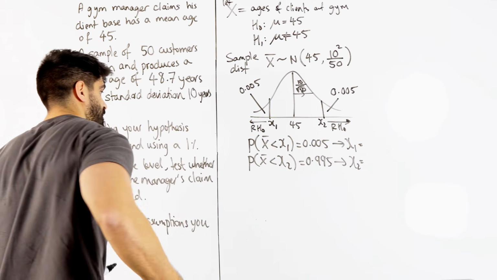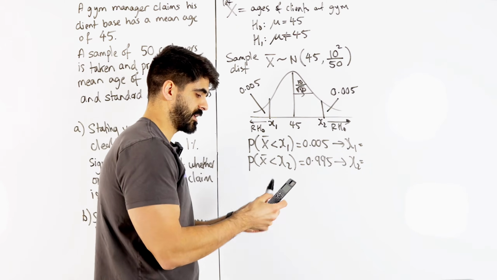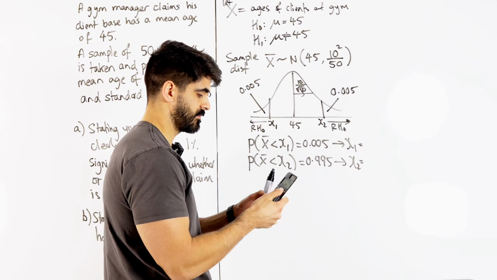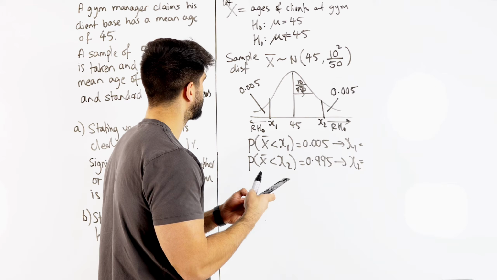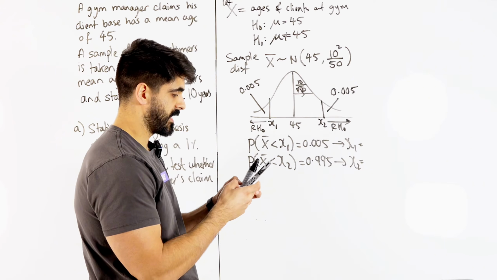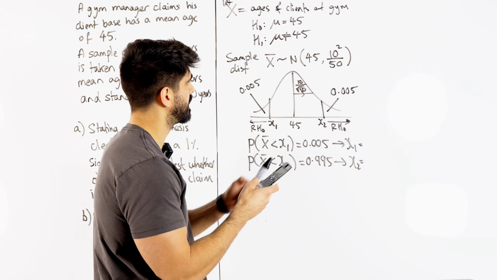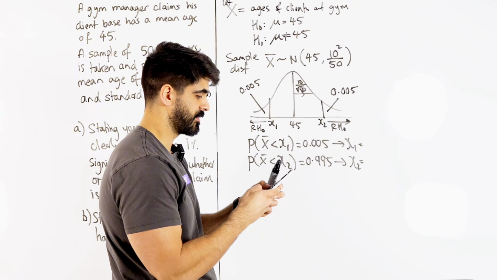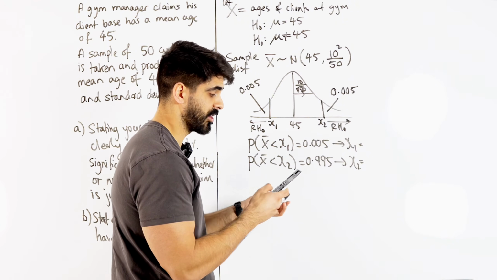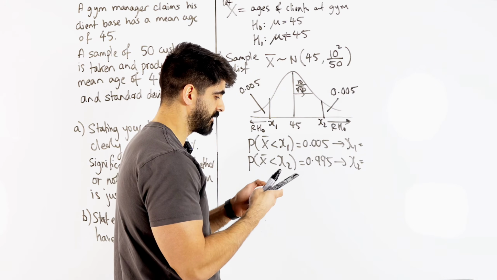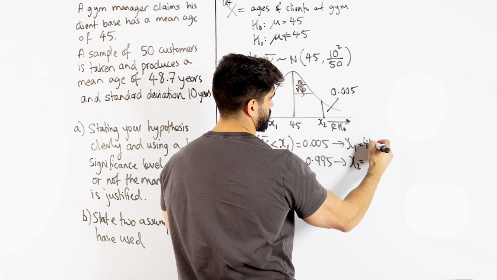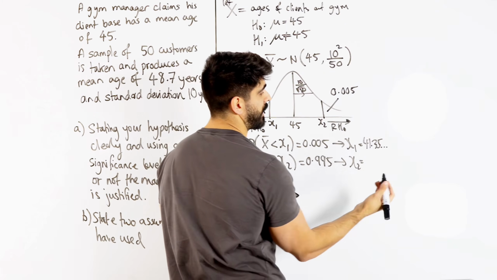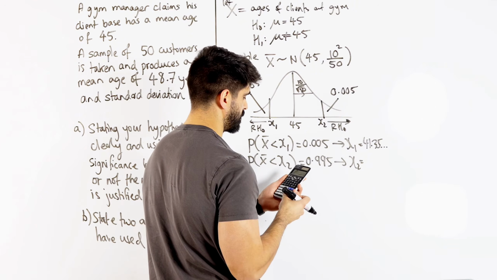Okay, so we're just going to go very simple. Menu 7, number 3, inverse normal, 0.005. And then sigma is 10 over root 50. You have to always remember that they always ask for sigma first. I don't know why they do this, but mu is 45. So on one side I have 41.35. I'm not rounding it. It does become 7 after that, but it's not a big deal.